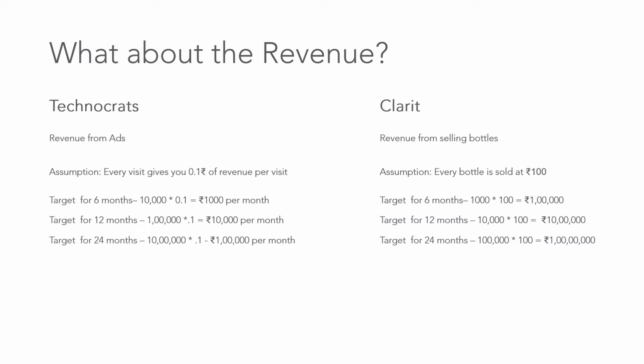It's even better if you look at Claret. Let's assume we sell every bottle for rupees 100. So our revenue in the first 6 months would be 1 lakh rupees. In 1 year, we'll make 10 lakh. And in 2 years, we'll make 1 crore. That's much better. But wait, we haven't looked at our costs yet.